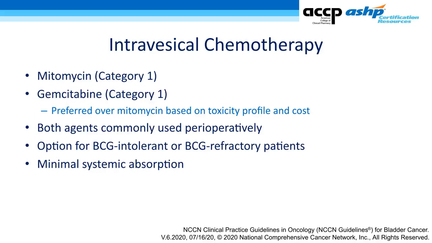Chemotherapy can be instilled into the bladder as a form of intravesicular treatment. Both mitomycin and gemcitabine are Category 1 recommendations, but gemcitabine is preferred over mitomycin because of mostly its tolerability. Now, both these agents are commonly used perioperatively, so following the TURP, but may also be an option for patients who are intolerant to BCG due to severe dysuria or flu-like symptoms, or for those folks who say have an early disease recurrence of their papillary or in situ tumor following induction BCG.